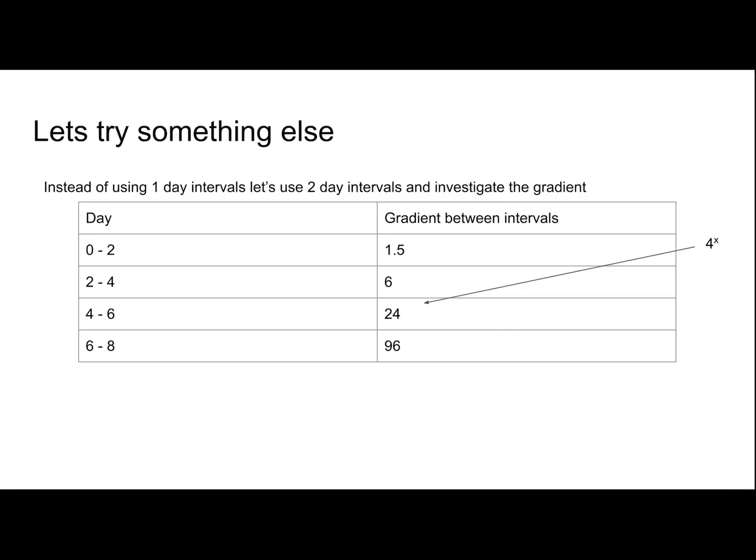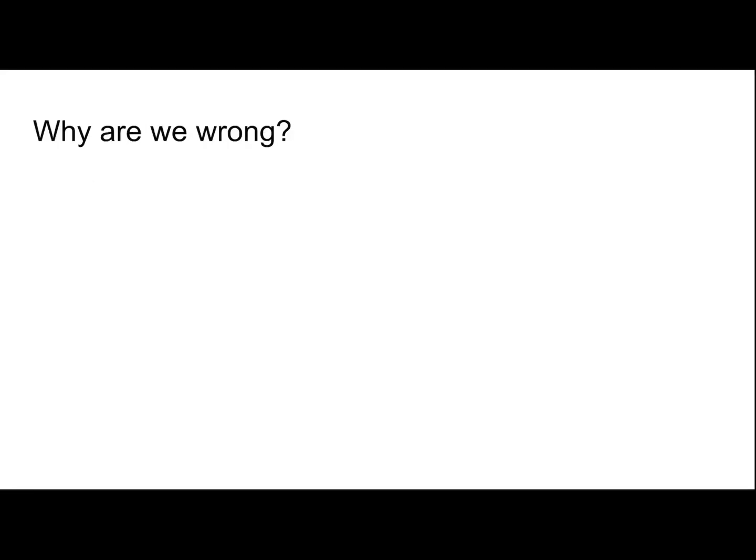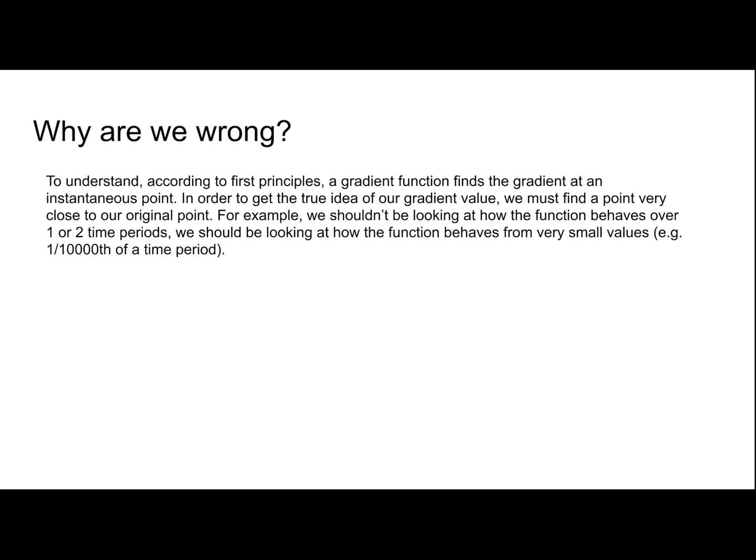So that means that our gradient function can't possibly equal 2 to the power of x. So this is the evidence here. How can it be 2 to the power of x when it's right here? It's 4 to the power of x. Alright, so now we're going to be looking into what's actually happening right here. So what's going on here? Why are we wrong? To understand, according to differentiation by first principles, a gradient function finds the gradient at an instantaneous point. So for example, if you have some function relating two variables, whether that's y or x, d or t, it doesn't matter, the gradient function, that derivative, refers to a gradient at an instantaneous point.